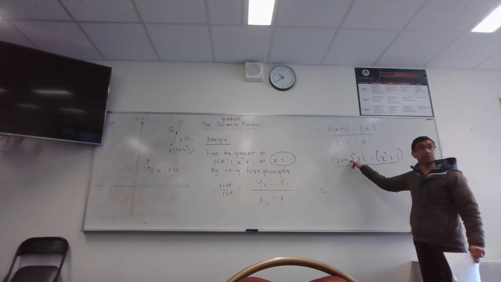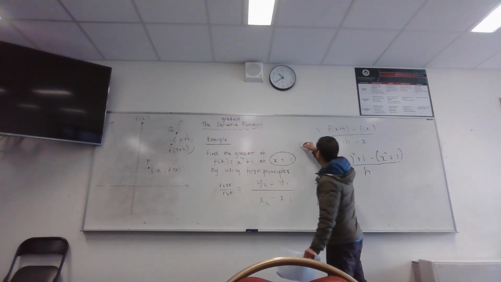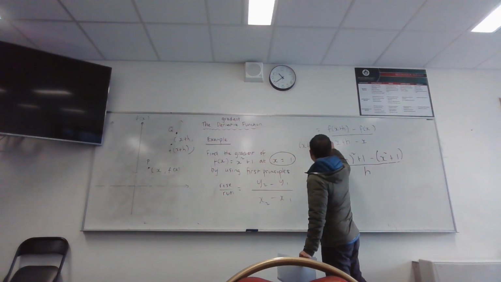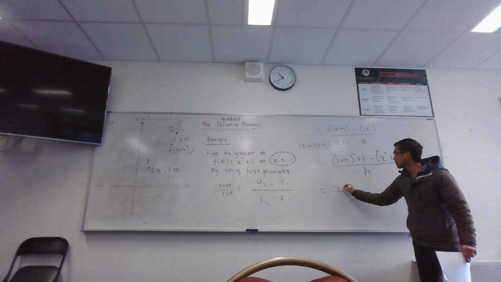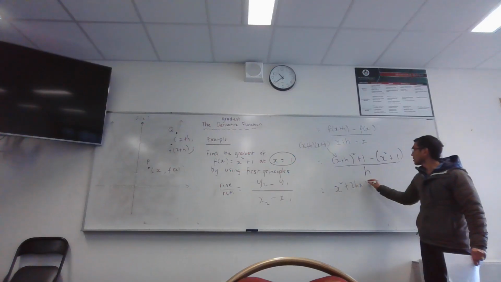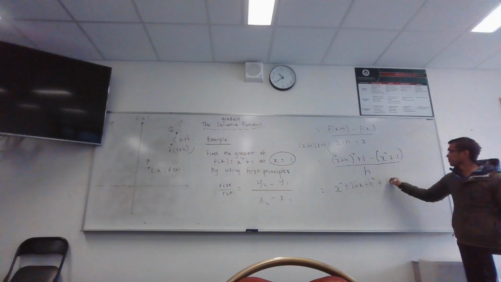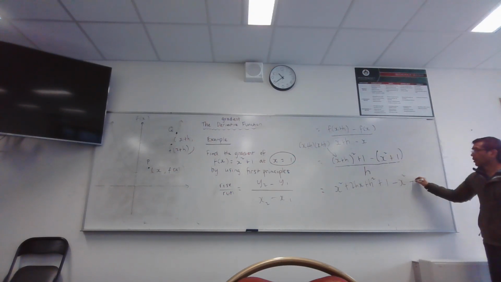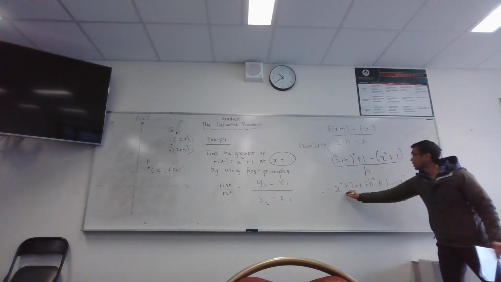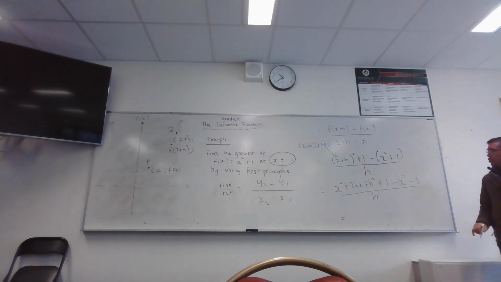X plus h squared becomes x plus h times x plus h, which is x squared plus 2xh plus h squared. We still have the plus 1, minus x squared minus 1. Make sure that's there on the bottom of the page.